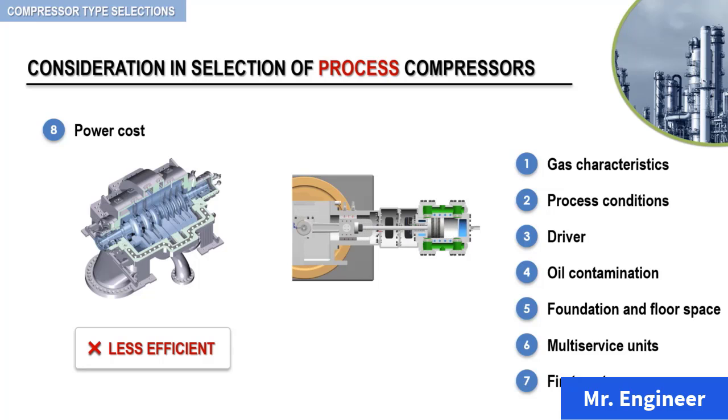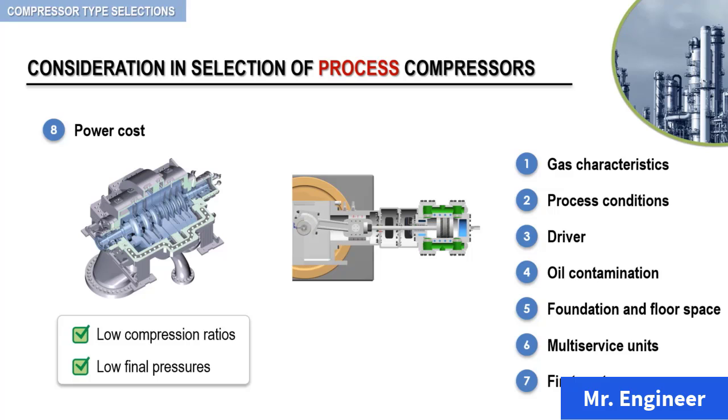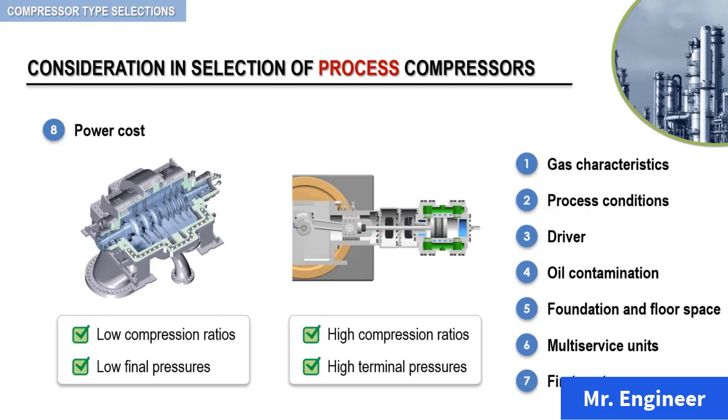However, very large volumes, low ratios of compression, and low final pressures favor the centrifugal compressor. Actually, as an example, no one today in the industry would think of using the reciprocating compressor for blast furnace blowers. Conversely, higher ratio of compression and higher terminal pressures favor the reciprocating compressor in other services.